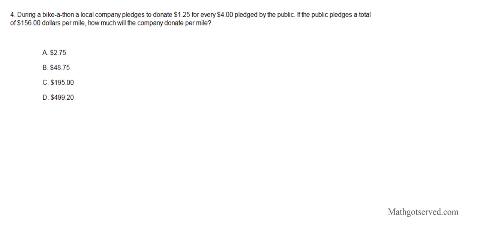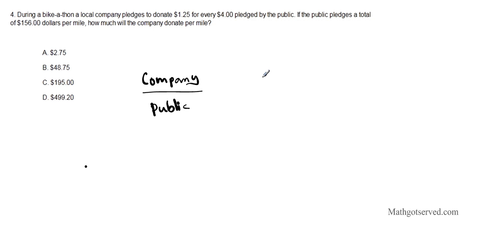If the public pledges a total of $156, how much should the company donate per mile? Okay, all right, so let's see how to set this up. For this one, we're going to set up a proportion using company over public, and company over public.